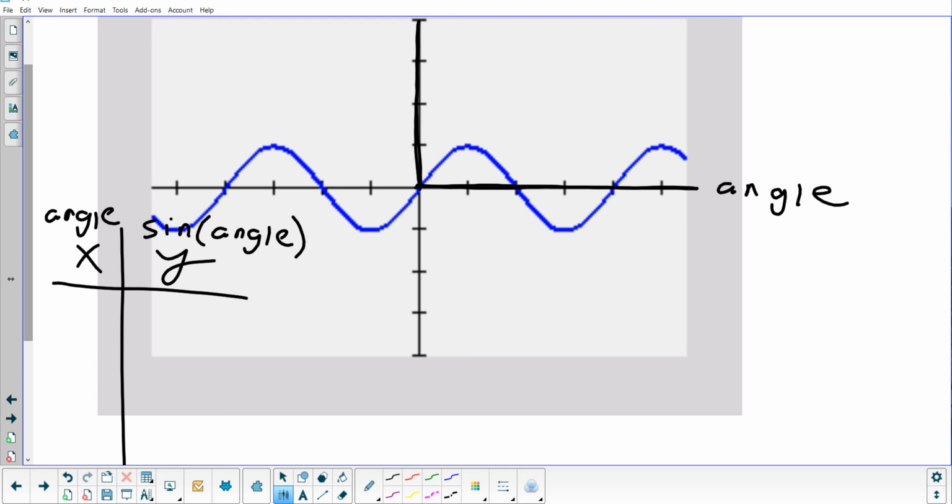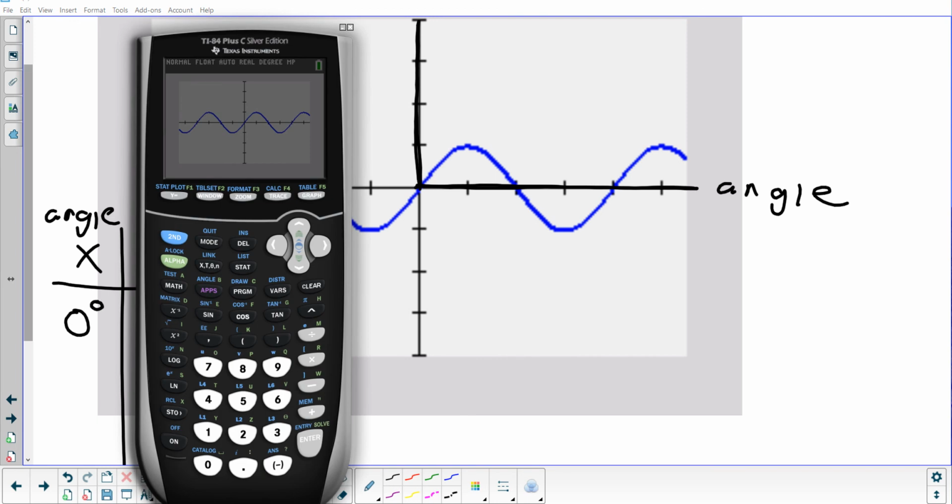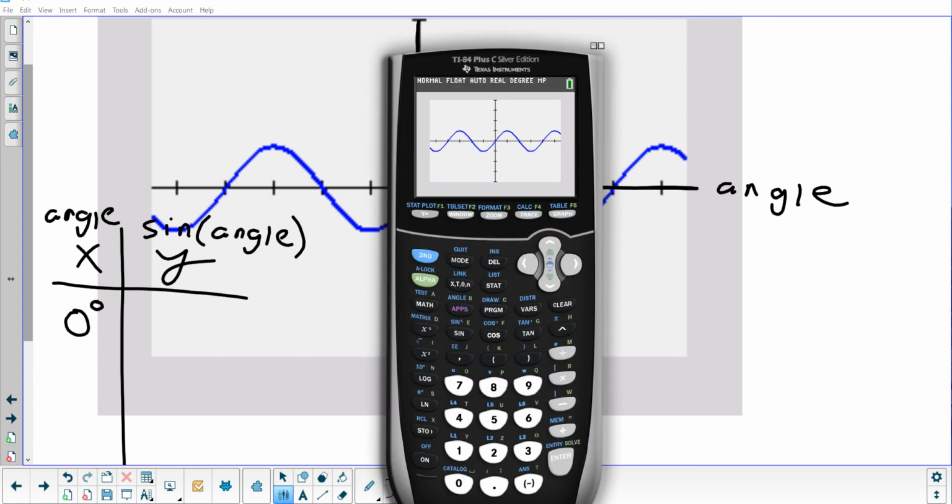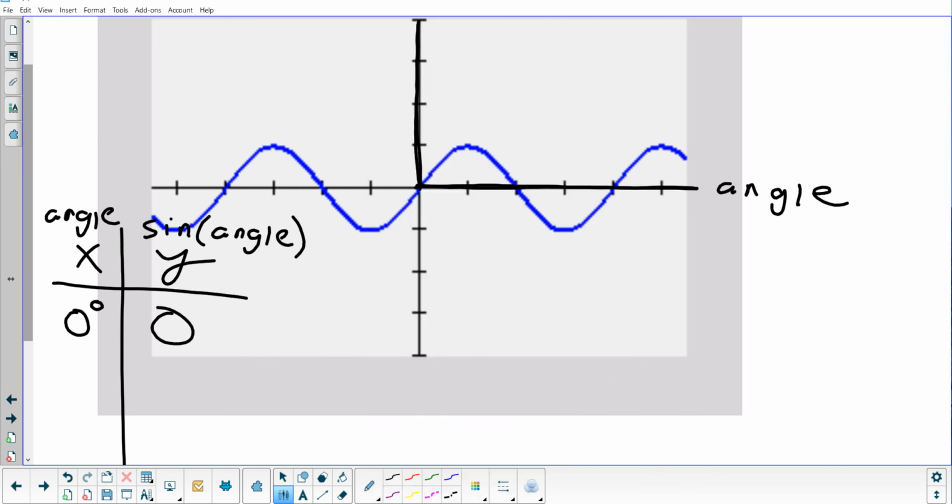Sine of angle. So how would you get a point on that graph? Well, we'd pick an angle. Let's pick, say, 0 degrees. The y column is when you take the sine of the angle. You take the sine of the number that you had in this column. All right, so if we take the sine of 0, let's see what we got. Sine of 0 is 0. That means that this graph should go through the point 0, 0, and it does. That's that point right there.